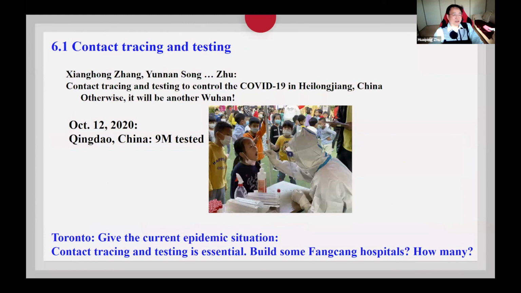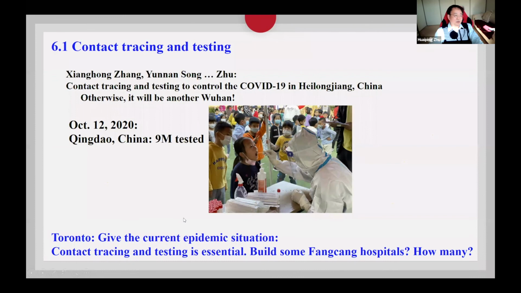One is contact tracing and testing in Wuhan and other cities in China. It is worth mentioning that Qingdao, not 9 million, tested 6 million people in 72 hours, just due to the few cases in Qingdao. And at the bottom, for Toronto, we have this many cases. Should we build more Fangcang hospitals? If we build, how many should we build? So this is the first.